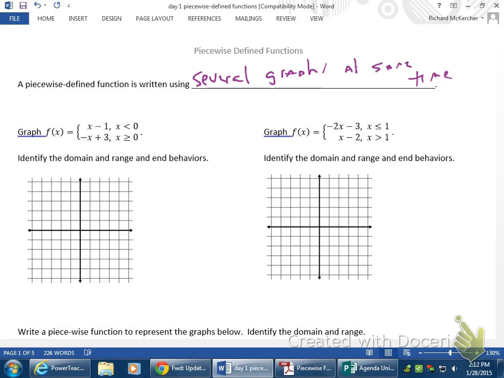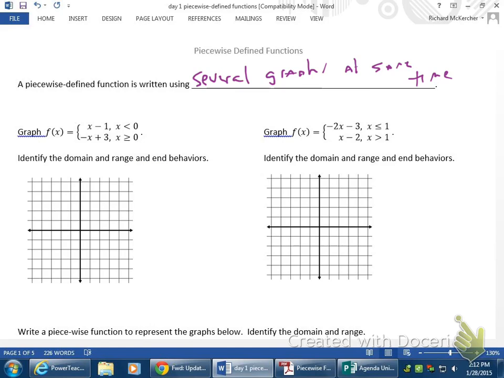Now we're going to start with just looking at some examples. Right here, we have an example of a piecewise function. Notice it says f of x equals this piece on top whenever x is less than 0, and this piece on the bottom when x is greater than or equal to 0.